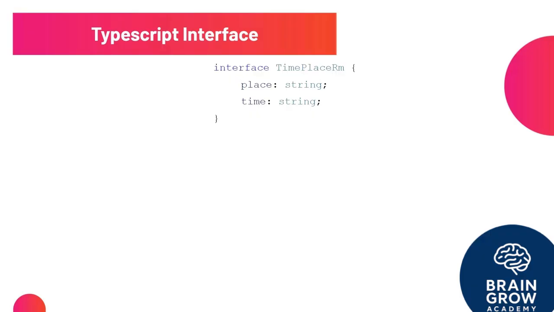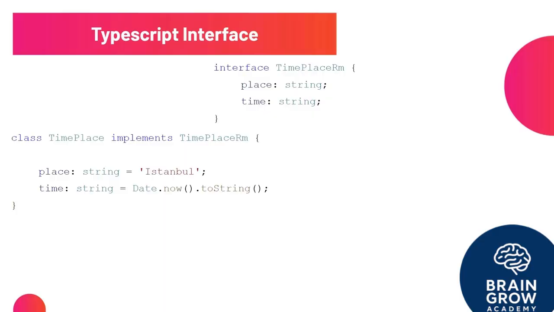So here, for example, we have an interface, and the name is TimePlaceReadModel. So place, type string, time, also type string, right? And all of this is just like a C# class. But there is a difference between C# interfaces and TypeScript interfaces, because in C# interfaces you always need that explicit implementation, but here you can simply use it like a simple C# class. Great. So you can implement TypeScript interfaces like this. You can see it right here.